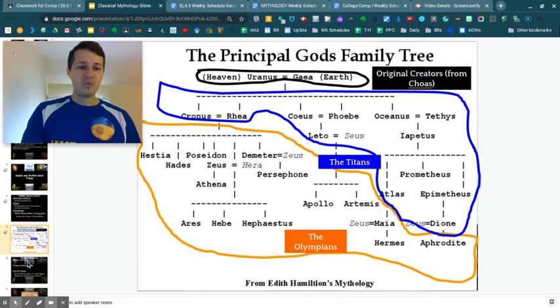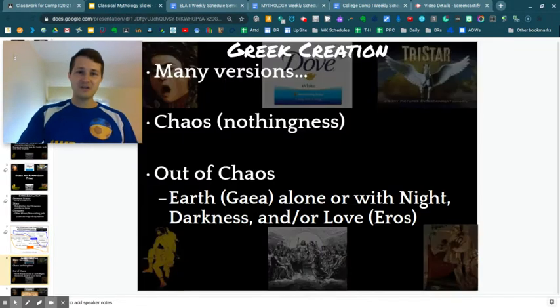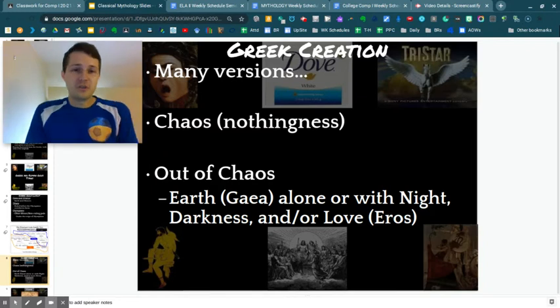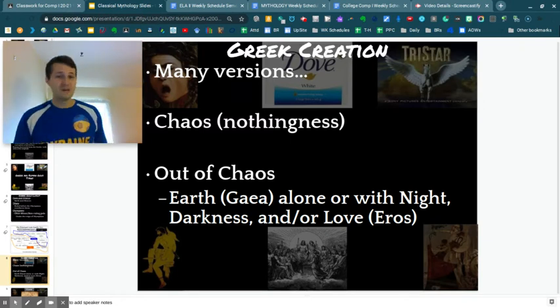Walking through the Titans first and getting into this whole idea of creation, we have to understand where everything came from. We'll always start with the creation story wherever possible, because that sets the stage and lays the foundation for the entire mythology. There are lots of versions of Greek creation, but all of them generally begin the same way. All life comes from this vast nothingness called chaos, and out of this nothingness comes stuff. The first stuff to come out of chaos always has to include Gaia.